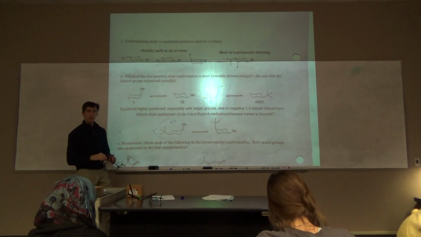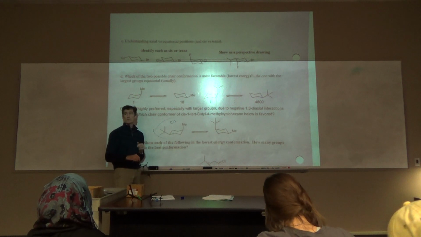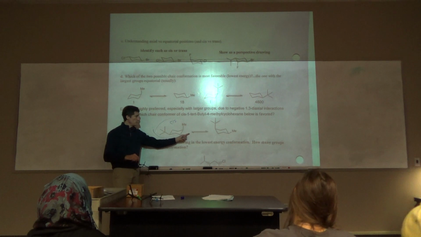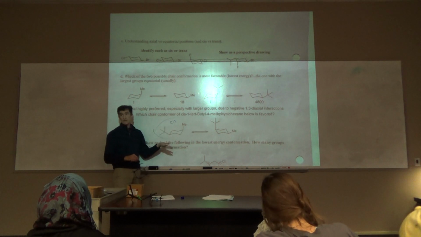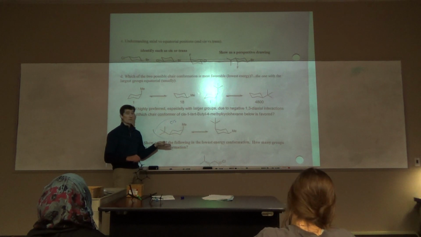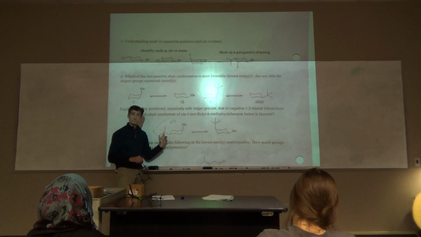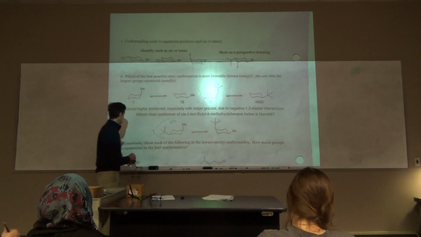And if you think about it, when they're cis, both groups cannot be equatorial. Because if you drew this equatorial and this equatorial at this positioning, that would be trans. That'd be a different compound. What's the relationship between the cis and trans forms? So this side's favored, right?